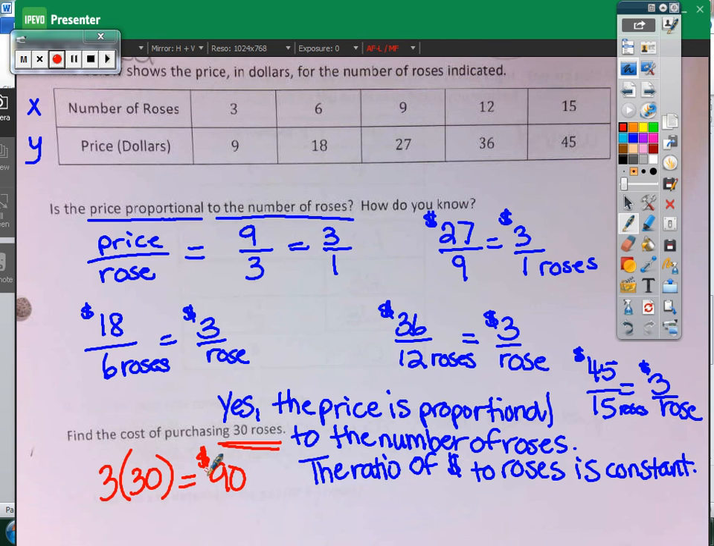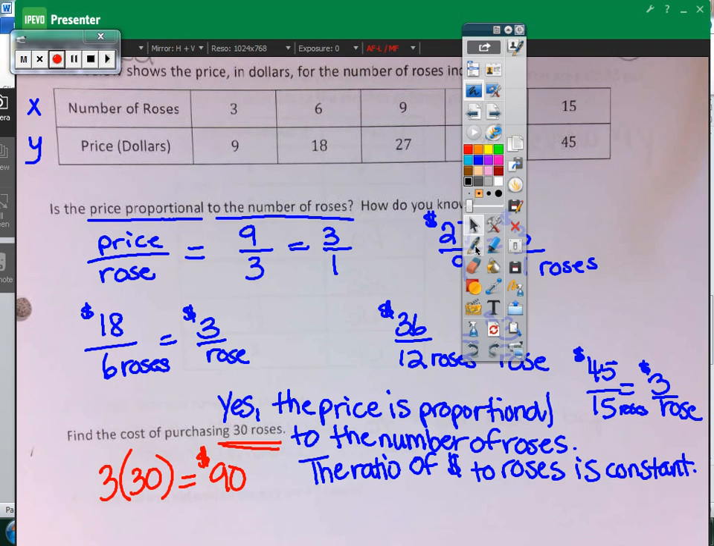If you wanted to, you could continue that table to do the same thing. When I would double, if I added on to my table, if I were to double the number of roses to 30 and I doubled my cost over here, which is 90, I could also see that it's $90 for my 30 roses. This is a proportional relationship.